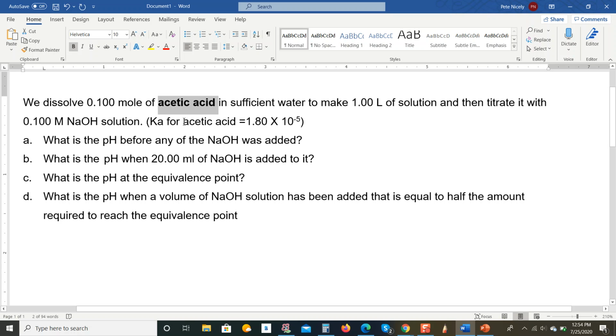Right. So therefore, we can't assume a complete dissociation of the acid because it's weak. We have to take into account that the dissociation is partial, and that is what you're going to see in each step of the calculations that we'll be doing here. So we're going to start off with the A part, which is asking what is the pH before any sodium hydroxide is added. So basically what we're doing is finding the pH of the acetic acid before we add any base.